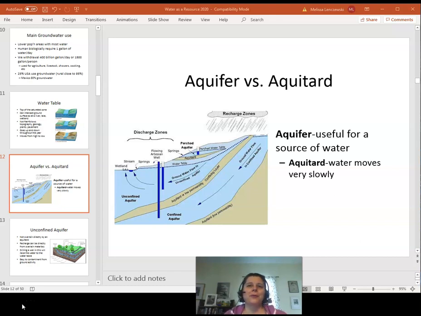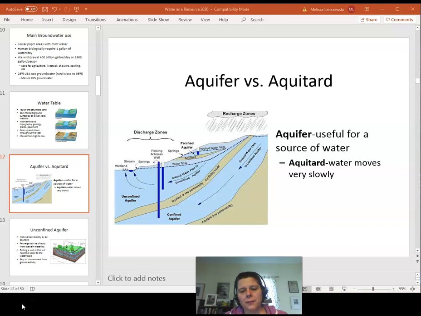If you've ever seen the movie Rango, oh, I should put that on the list too. Rango is another movie in which they talk about the water. That's what an aquifer is for. It's for the water. It's aqua, for the water.